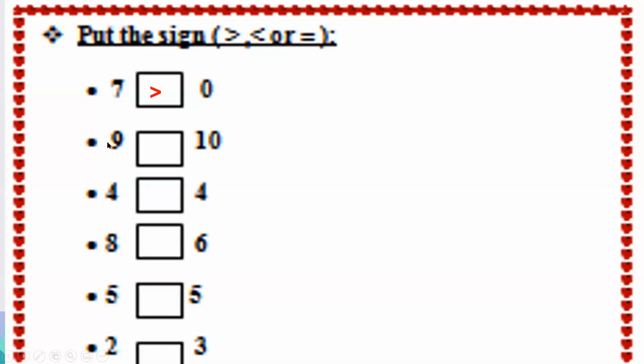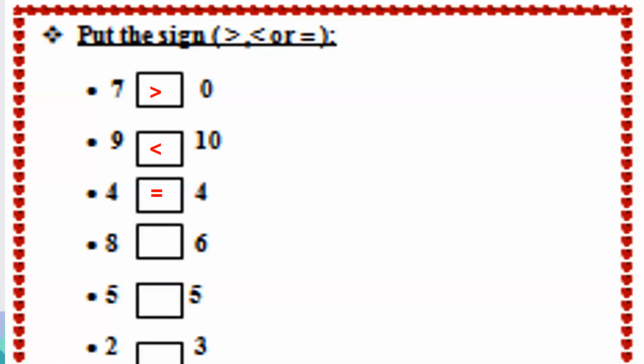And then we have 9 and 10. Which number is biggest? Yes, 10. So 9 is smaller than 10. Very good, ya Sarah. We have 4 and 4. It's very easy. It will be equal. Yes, very good, ya Hamza and Mariam.